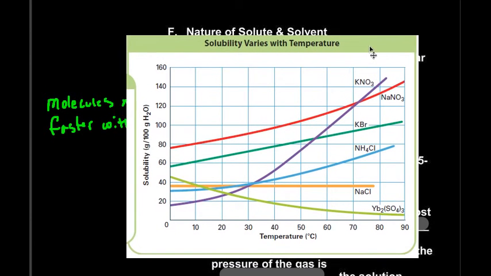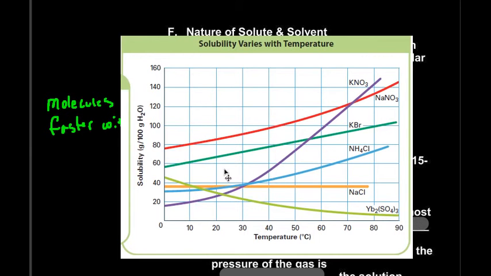All right, here's a solubility graph, and here's what it looks like. This is the amount of grams dissolved for every 100 grams of water at various temperatures. You can see in most of these graphs that the amount dissolved goes up as we increase the temperature. However, on some of them, for example salt, it doesn't change as we increase the temperature. And ytterbium sulfate is interesting, a counterexample. It actually decreases as the temperature increases. Why do you think this would happen?